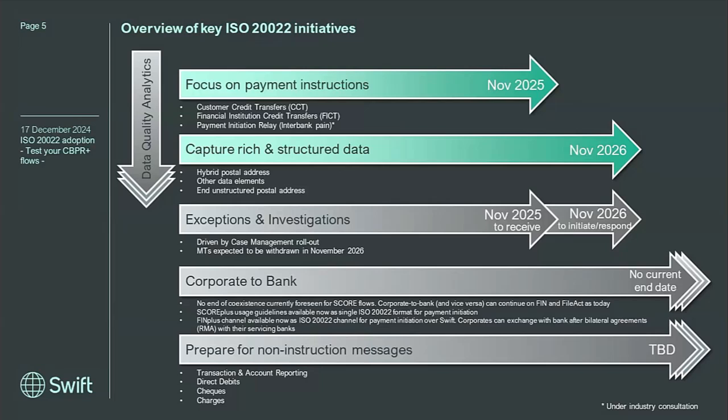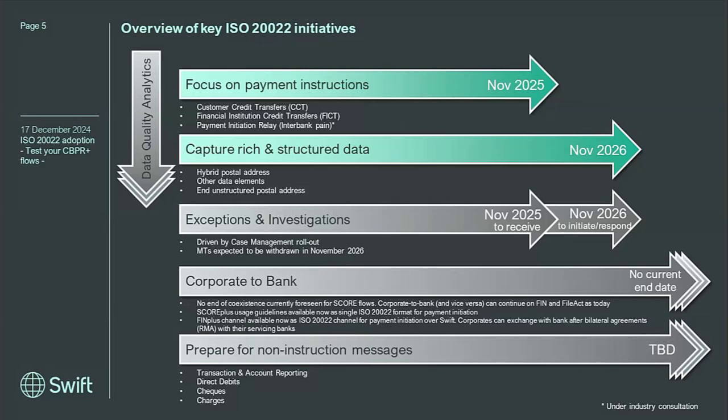So I won't spend too much time on the contingency plan itself, as we covered it in the previous webinar, and also there is more information that is coming out on that in the next month, especially on the pricing of it. So moving on to the second swim lane, which is all about capturing rich and structured data. So that mainly pertains to changes in the postal addresses requirements and introducing the hybrid option from November next year, and also removing the fully unstructured option from November 2026.